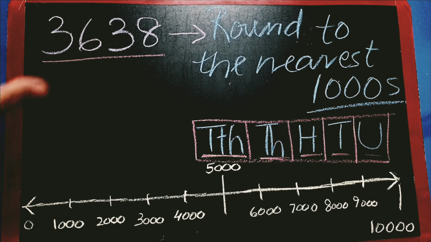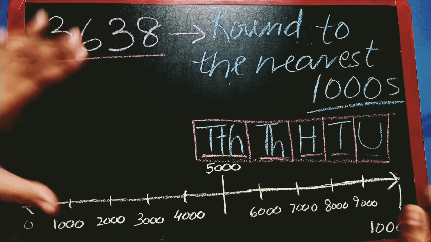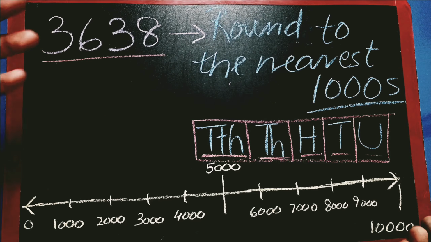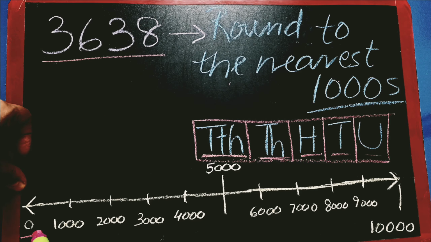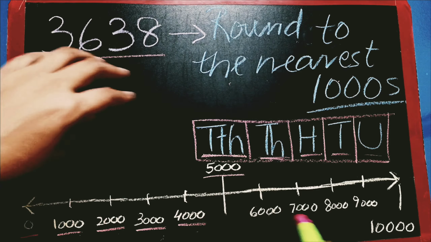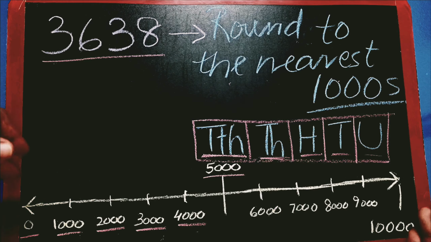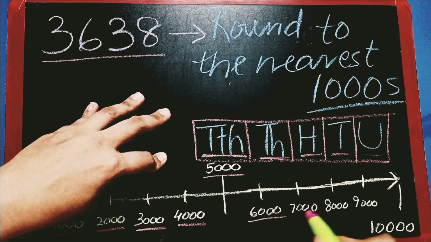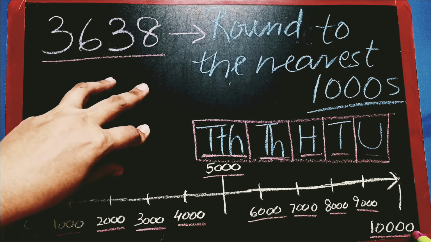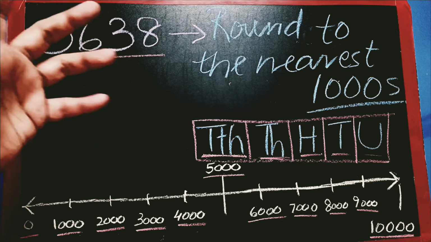So now we have the number line which has thousands. The number line belongs to thousands. Now it is starting from 0 obviously, and the first point we have is 1000, then 2000, 3000, 4000, and 5000 is in the middle and in the center of the line, then 6000, 7000, 8000, 9000, and 10,000. It is ending on 10,000.